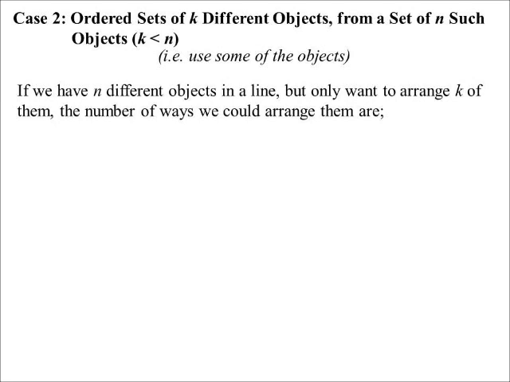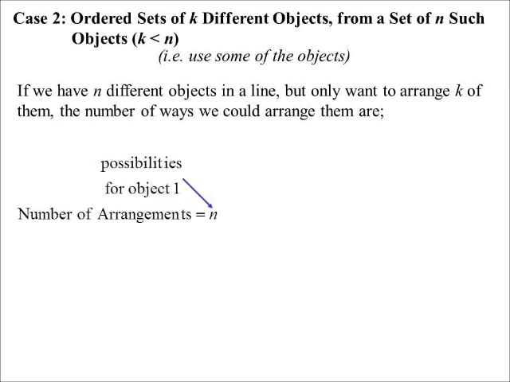That's if I use everything. What happens if I don't use everything? So that's what this one's saying. I'm going to arrange k objects from a set of n. K is less than n, so I'm not going to use all of them. I'm going to use some of the objects. How does this differ? So same idea, I've got n objects over there in the corner. I only want to arrange k of them.